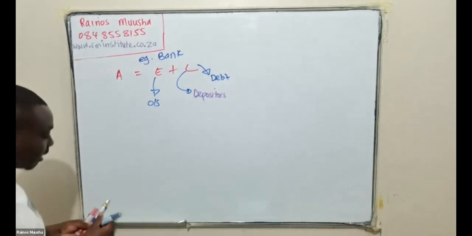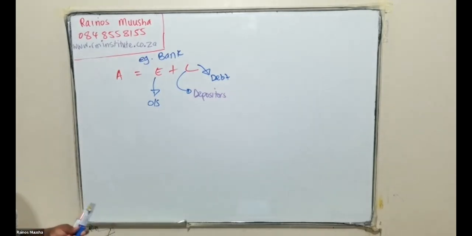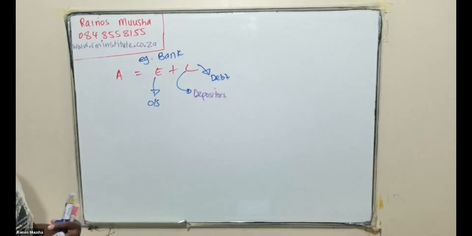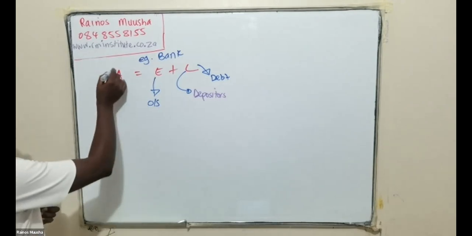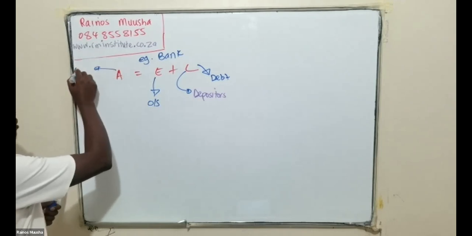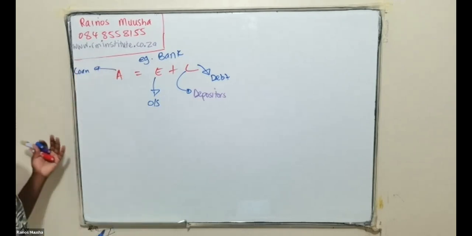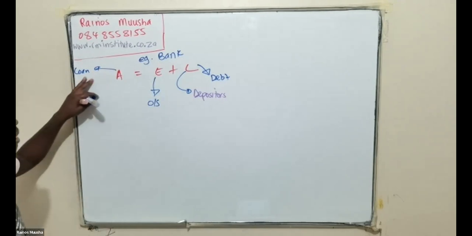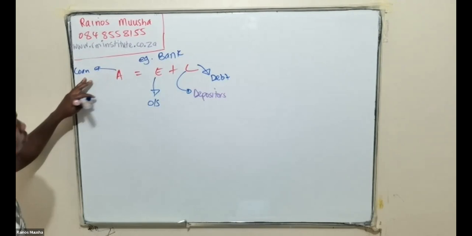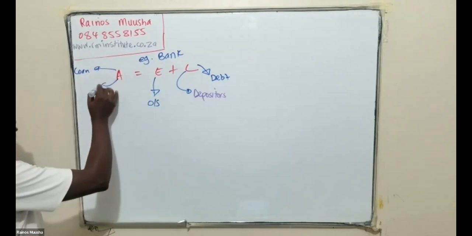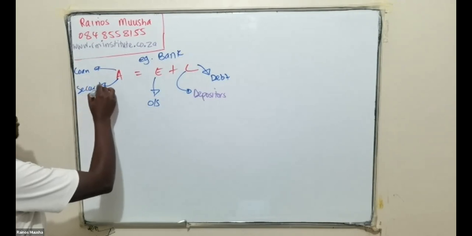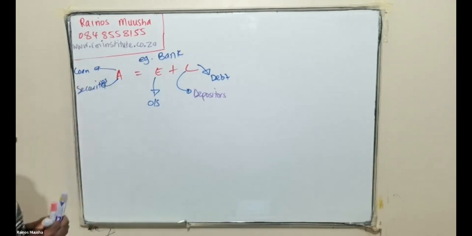Then on the asset side, this is basically where the bank is going to be having those income generating assets that they're going to be utilizing. Like for example, where the bank is going to be offering loans, whether it's mortgage loans or short-term loans or long-term loans to its customers. It can also be through securities that the bank is going to be investing in as well.